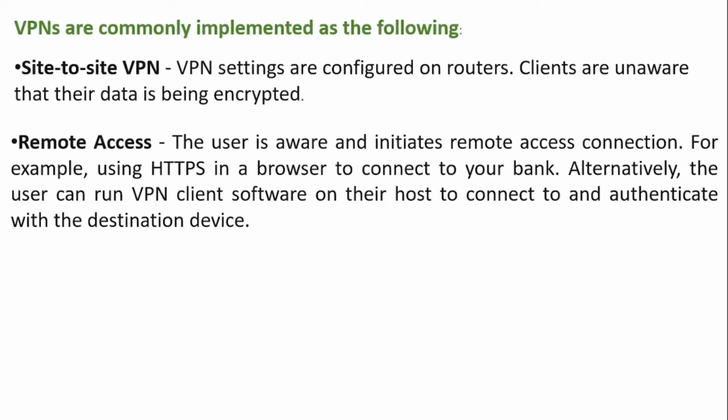And VPNs are commonly implemented as the following. Number one, it can be implemented as site-to-site VPN. In this implementation, VPN settings are configured on routers. Clients are unaware that their data is being encrypted. And the other one is the remote access. The user is aware and initiates remote access connections. For example, using HTTPS in a browser to connect to your bank. Alternatively, the user can run VPN client software.